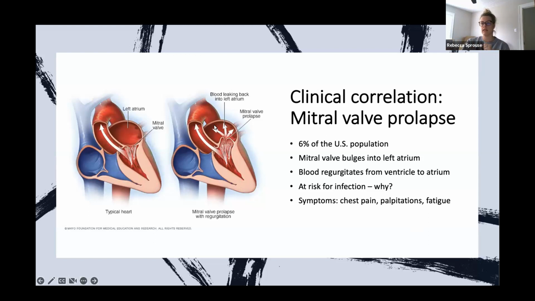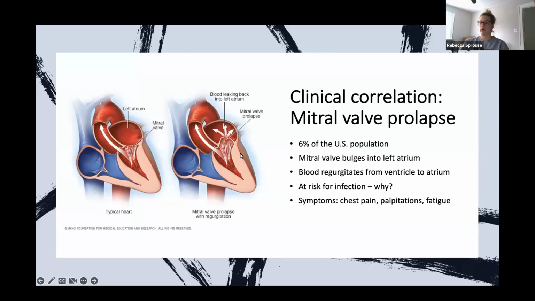The other problem is that this blood just kind of goes back and forth between atrium and ventricle, some blood, and it sits there. And the longer the blood sits here, the more at risk for clots you are, and the more at risk for infection you are, because the blood does have a certain amount of bacteria in it. And the longer that this blood just kind of sits there, kind of like stale blood, the more at risk for infection. So a big complication of mitral valve prolapse is infection of the valves here, or endocarditis.